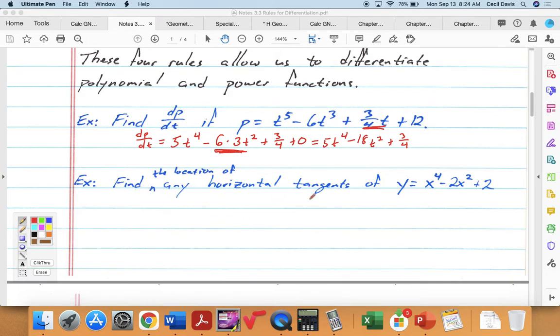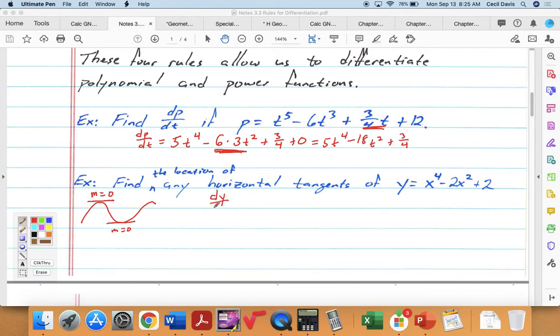Find the location of any horizontal tangents of y is equal to x to the 4th minus 2x squared plus 2. All right. Well, graphically, I'm going to draw this and then I'm going to erase it, but when you have a horizontal tangent, what is the slope? 0. It's 0. So what we're looking for is, where is the derivative equal to 0? All right, well, I'm not even going to erase that. I like it so much.